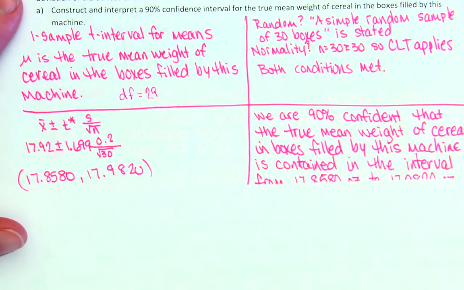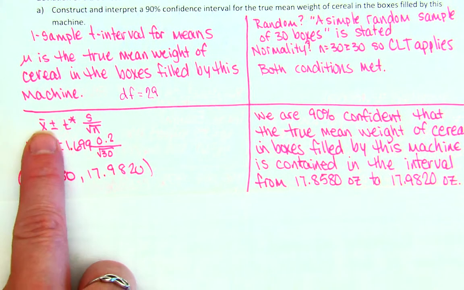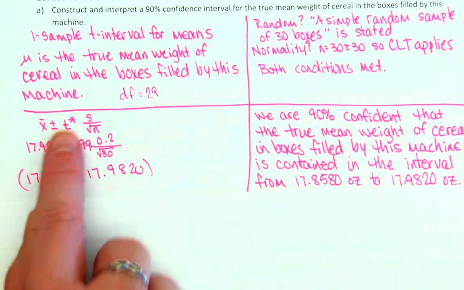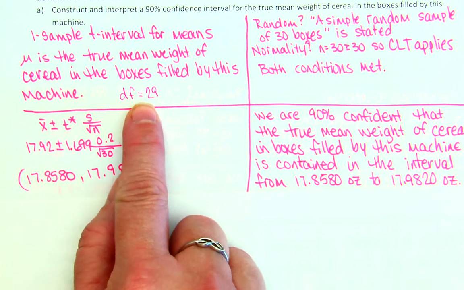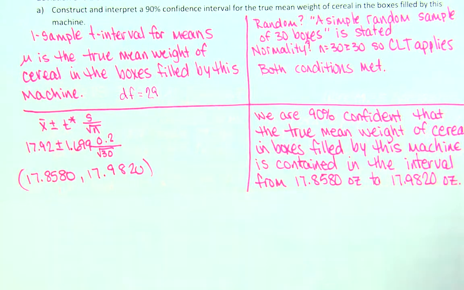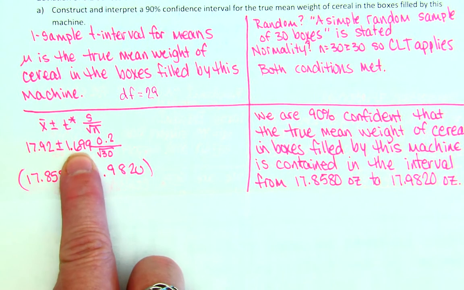Okay, then we go to the math. So X bar, this was given to us up in the problem. This T critical value comes from the table. So you go to the line of degrees of freedom 29. You go over to the 90% line, the column for 90%. That's where we get this critical value, 1.699.